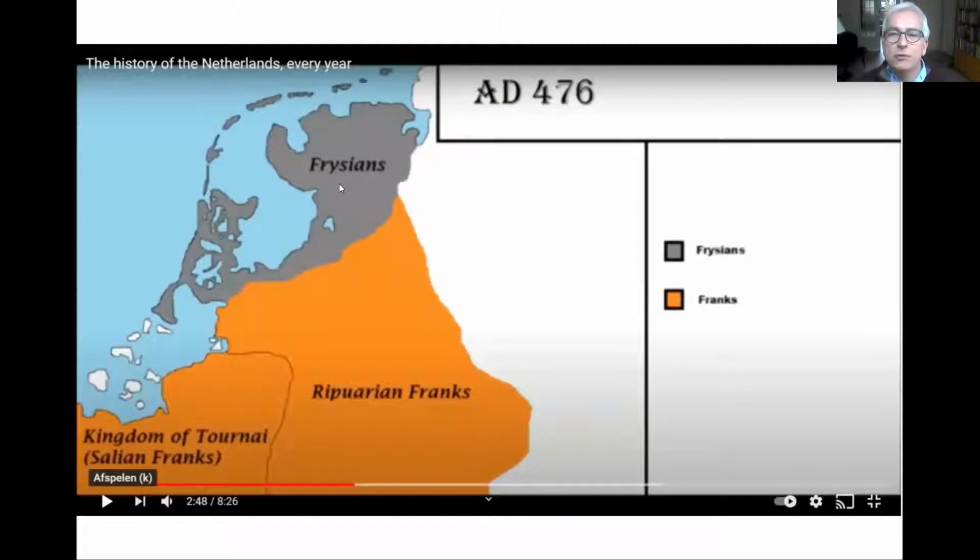The year of the collapse of the Roman Empire, 476 after Christ, the last Roman emperor was replaced by a Hun, and the areas occupied by the Romans have been taken over by the Franks. And we see the Frisians occupying their whole territory again.